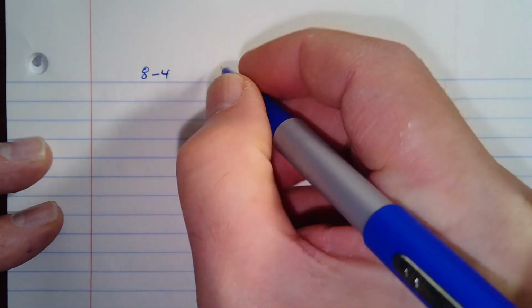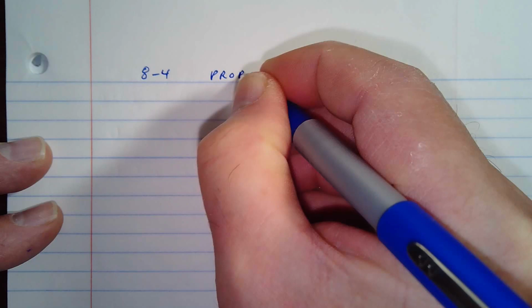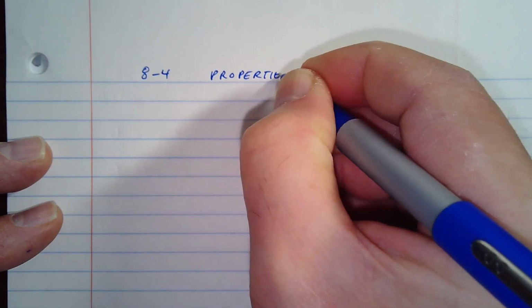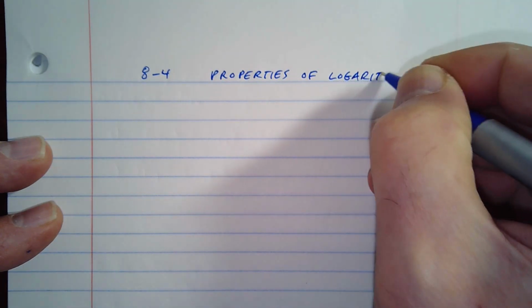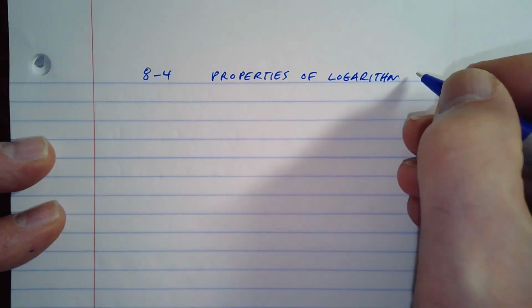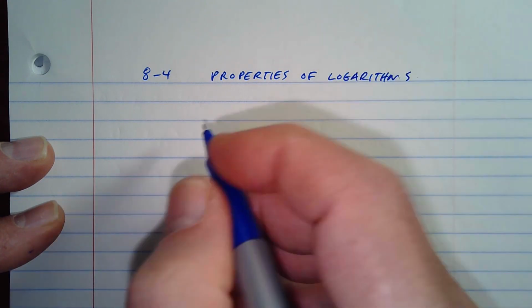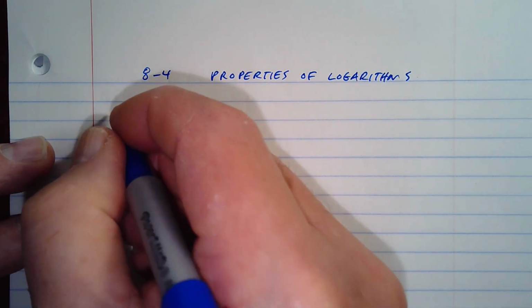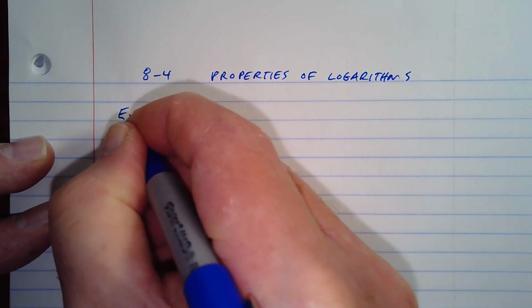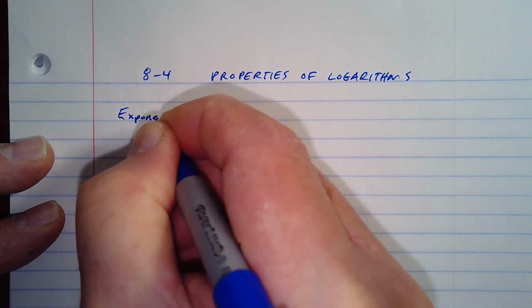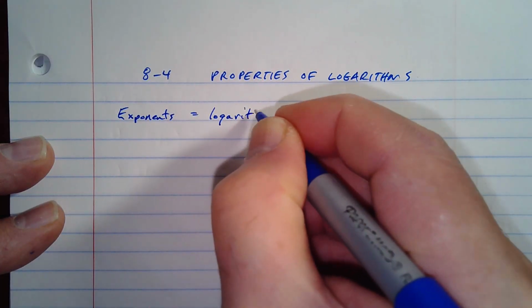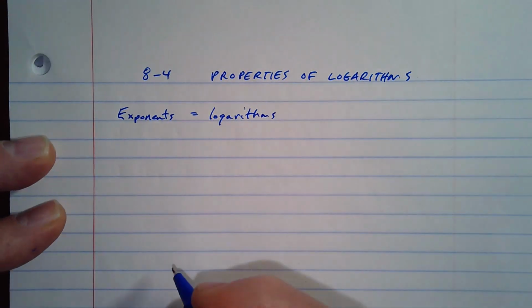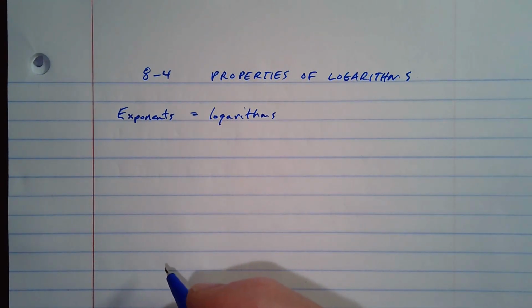Today's lesson 8.4 is about properties of logarithms. One of the key things to remember is that logarithms are exponents. So to know the properties of logarithms, you have to know the properties of exponents.